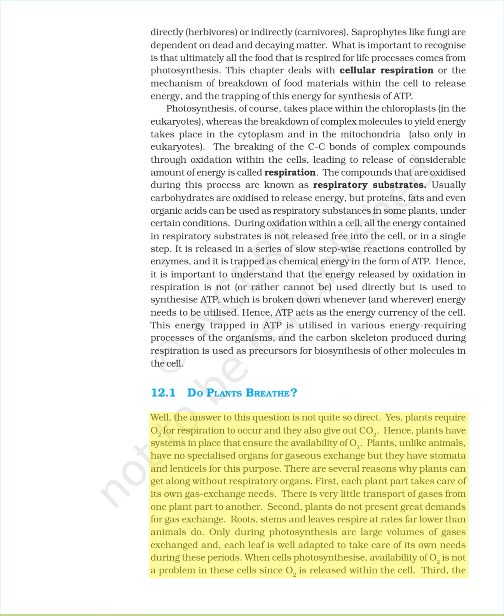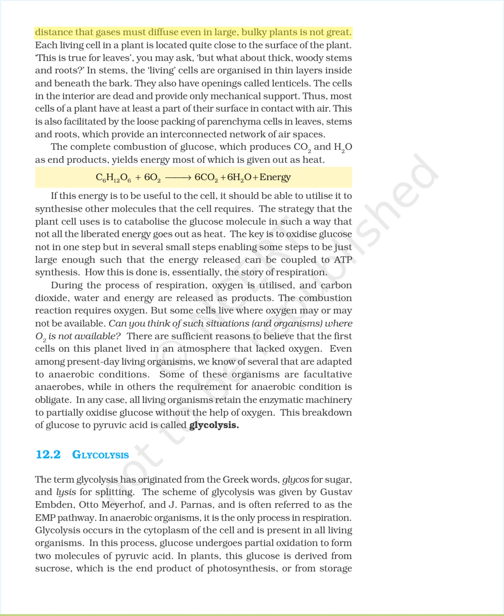Only during photosynthesis are large volumes of gases exchanged, and each leaf is well adapted to take care of its own needs during these periods. When cells photosynthesize, availability of O2 is not a problem in these cells since O2 is released within the cell. Third, the distance that gases must diffuse even in large, bulky plants is not great. Each living cell in a plant is located quite close to the surface of the plant.